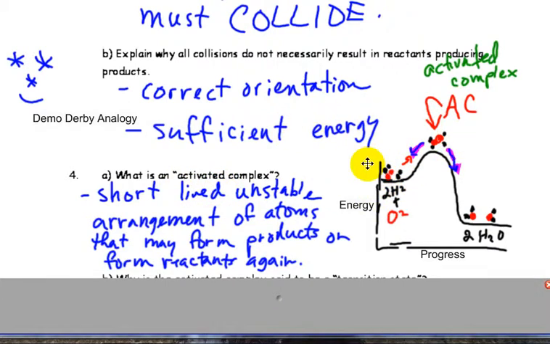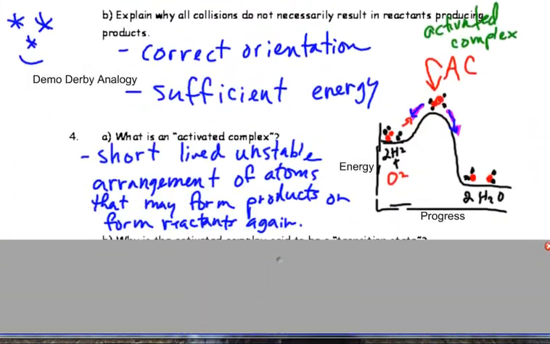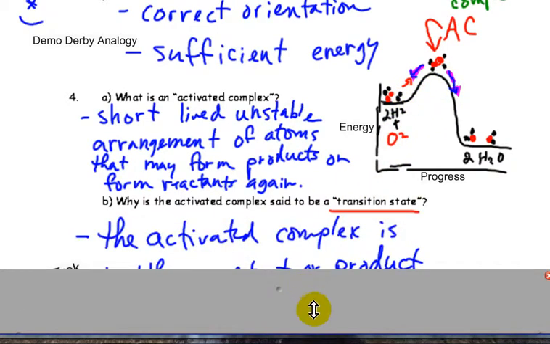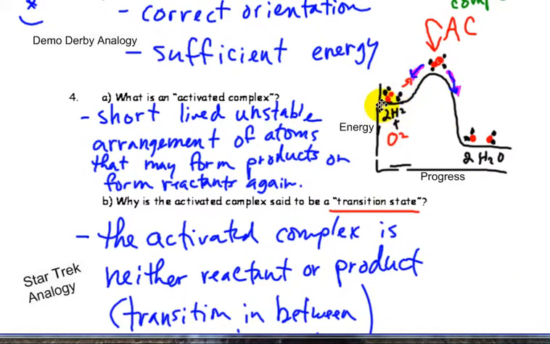So if I look at that example dealing with hydrogen and oxygen coming together, they come together, form this big short-lived super molecule, and then that could either go back and form the reactants again or go ahead and form products, which in our case up above was water. So the short-lived, unstable arrangement of atoms that may form products or form reactants is called the activated complex. So that is a transition state between reactants and products. Not reactant, not product, it's kind of the transition in between.